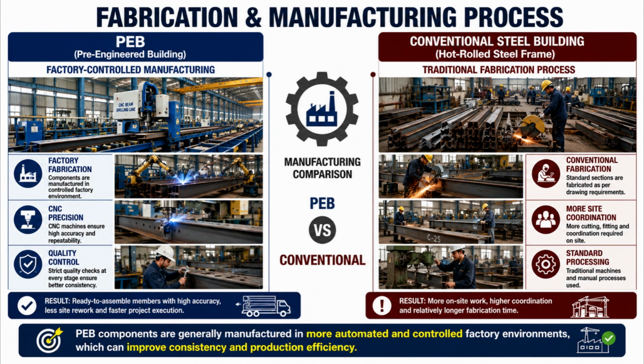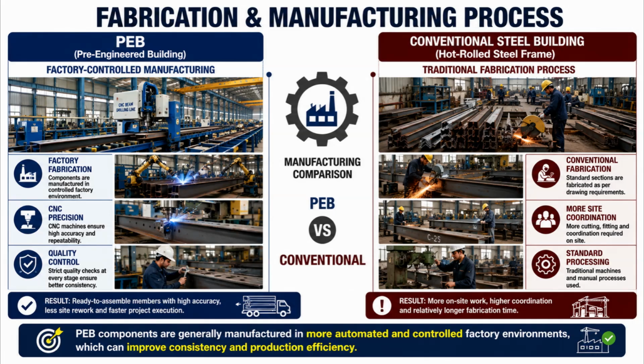Now let's compare fabrication and manufacturing. PEB components are usually manufactured in highly controlled factory environments using CNC machines and automated production systems. This improves dimensional accuracy, consistency, repeatability, and quality control. Since most fabrication is completed before delivery, site work is significantly reduced.